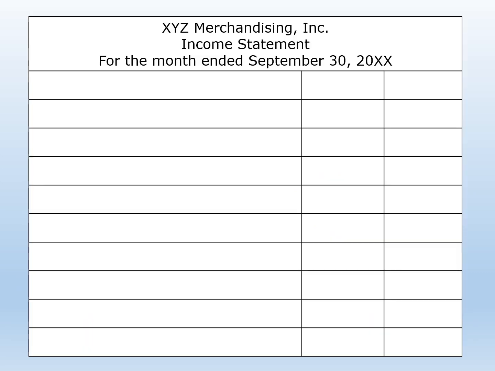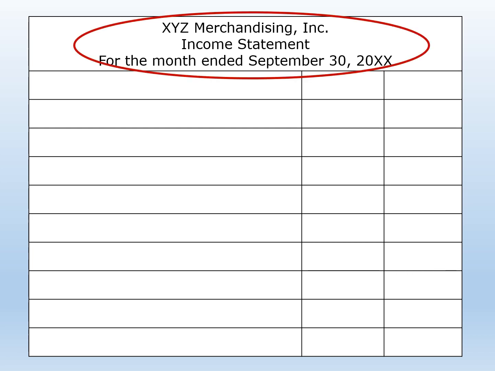Here is a basic format for an income statement. I've already put the heading on for you. Remember, the heading has to include the name of the firm, what kind of financial statement it is, in this case an income statement, and the period of time that it covers, in this case the month of September.